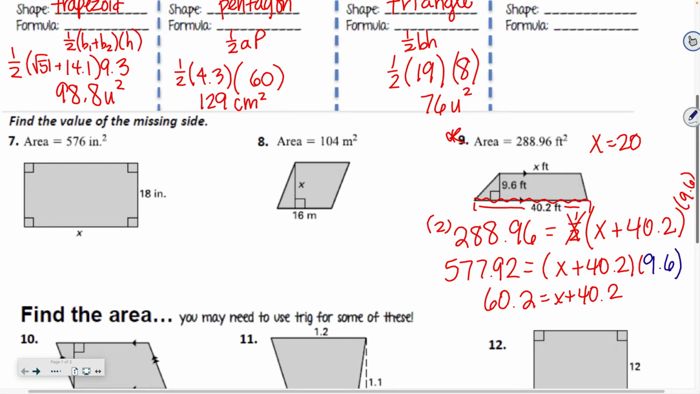What is this? 20 what? Is it feet or feet squared? Is this an area? It's just feet, because this is the length of the top. When it's area, it's feet squared. It's just a straight line. How would that be feet squared?